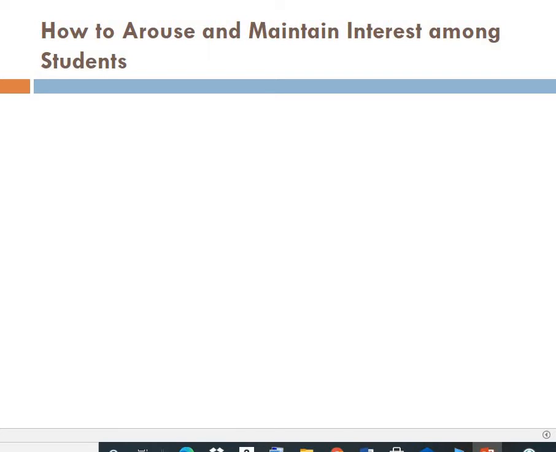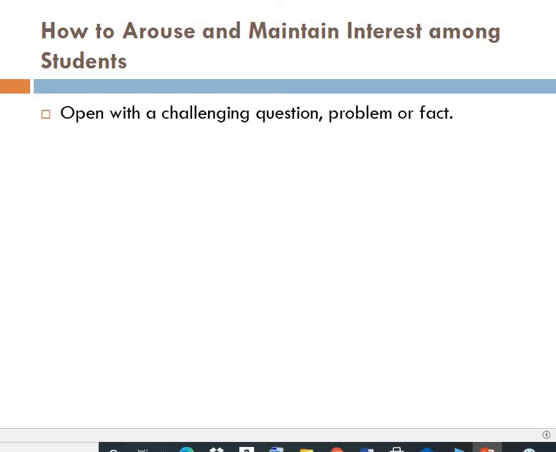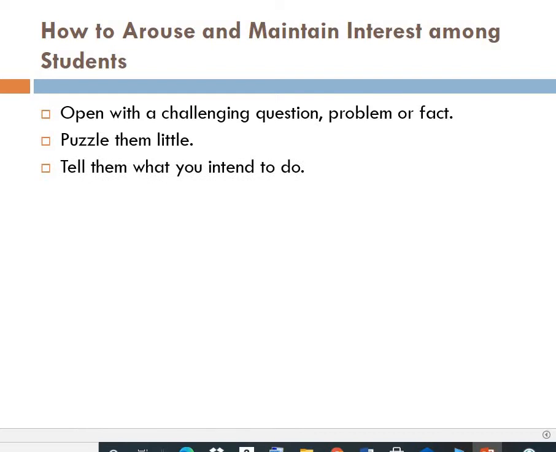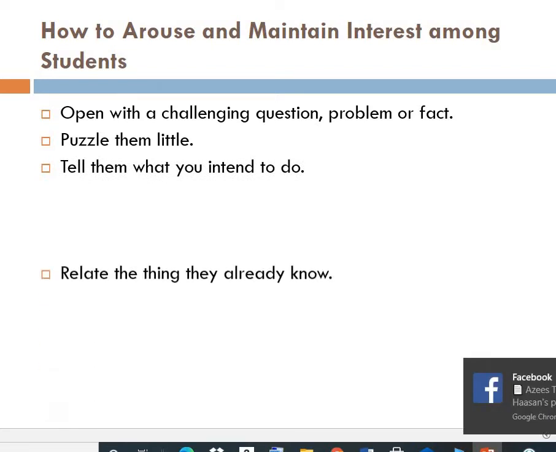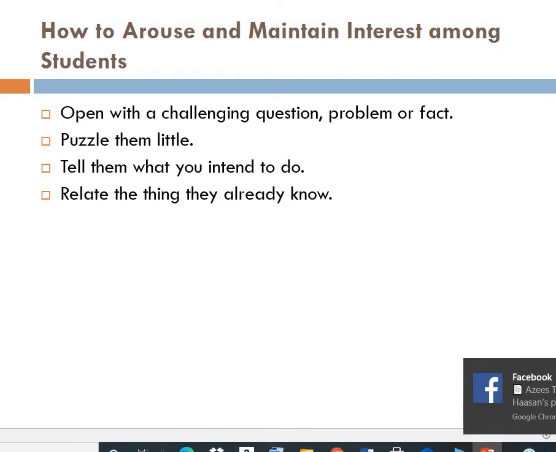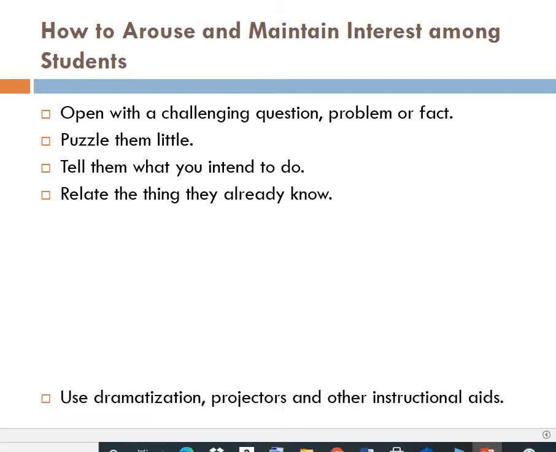Then regarding lecture method, how to arouse and maintain interest among students. Firstly, we can open with a challenging question, problem or fact. Again, puzzle them a little. Thirdly, tell them what you intend to do. Then fourthly, relate to the things they already know. That means from known to unknown.